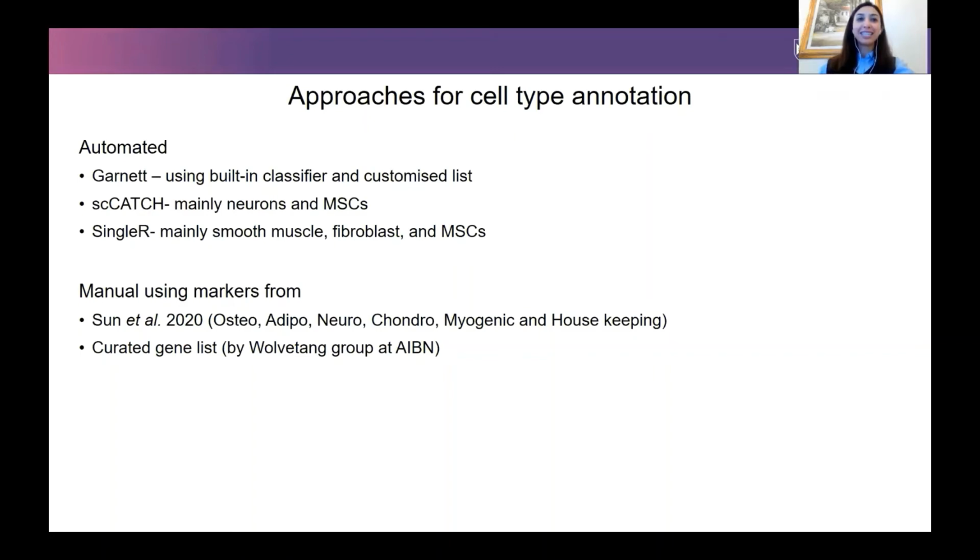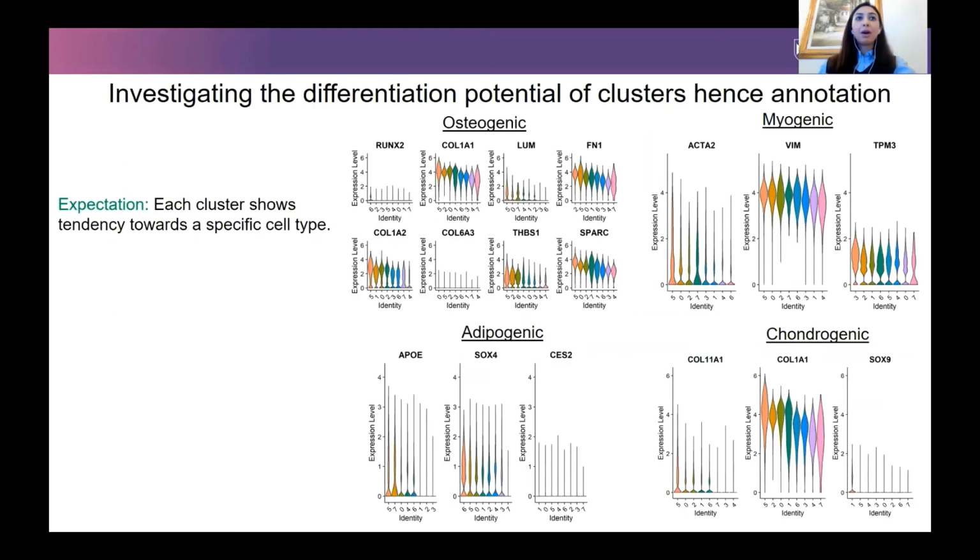So in my perfect world, what I was expecting was that each cluster shows a tendency towards a specific cell type. However, most of the cell type specific markers were highly expressed only in cluster 5. So really looking at cell type specific markers wasn't helpful, because they were only expressed in one single cluster, and cluster 5 is the transition cluster.